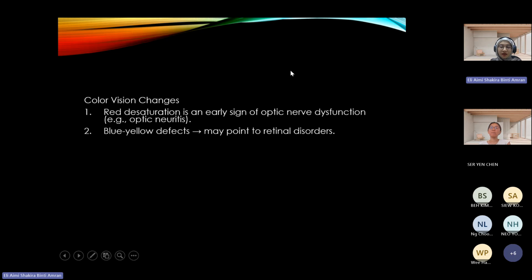The best is actually using a red cap of any eye drops, to make it standardized. Usually the clinicians or optometrists will use the cap of the eye drops, like Midrasil or Saclogel. So for color vision changes, blue-yellow defects can point to retinal disorders. Any retinal-related problem can change the blue-yellow color detection.